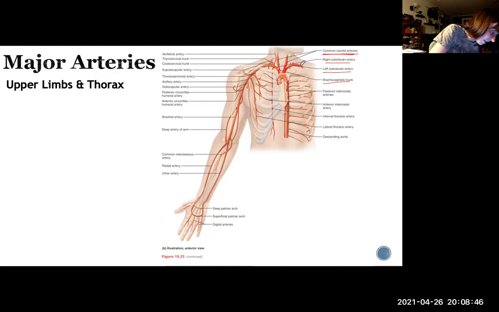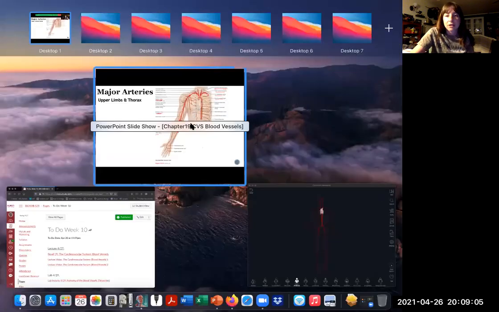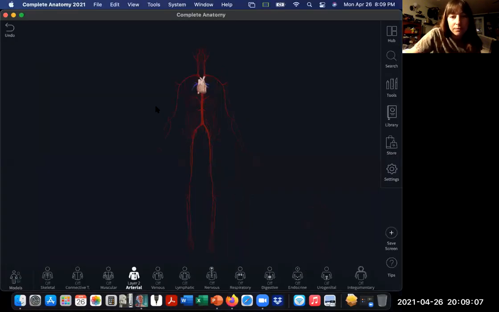We follow the subclavian all the way. We'll follow the right one since we have an arm over here to follow. It will become the axillary artery. And as it continues down, it becomes the brachial artery. And as it continues down, it branches, becoming the radial artery and the ulnar artery. Now let's take a look on this guy. Okay. You guys still with me?